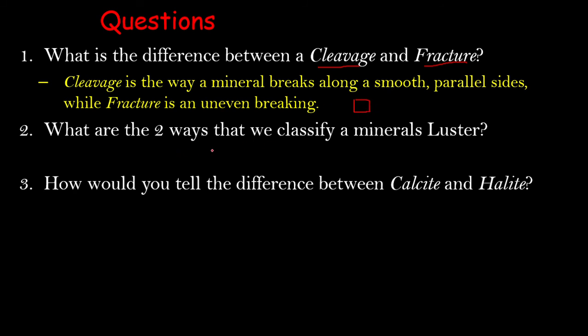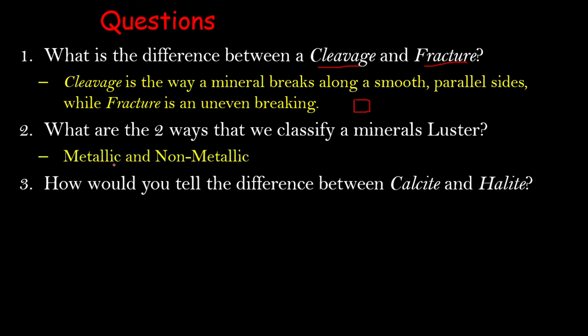Next, what are the two ways that we classify a mineral's luster? We get that answer from the reference tables. We look here, luster, we have metallic, and the other one is non-metallic on the bottom. Either means it can be either metallic or non-metallic. So metallic and non-metallic are two different types of lusters.